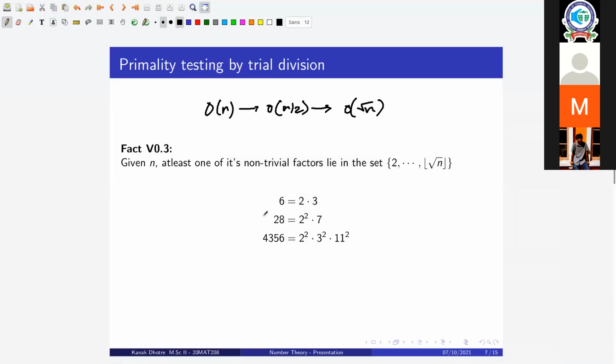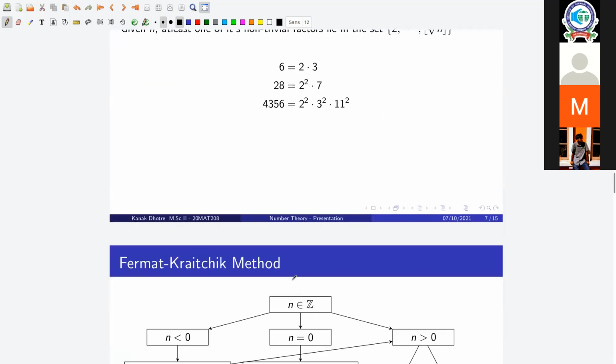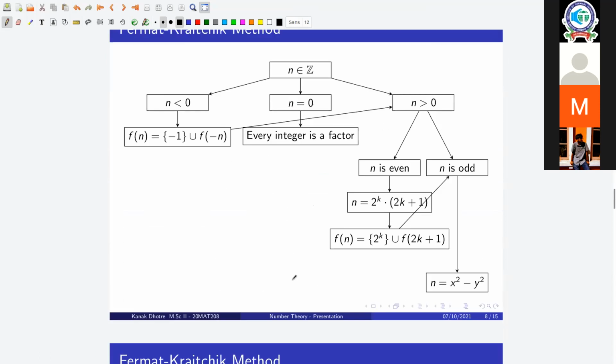Yes, sir. Okay. So, like I was saying, in case of even numbers, you can just keep factoring 2 out every time, till you have some 2 raised to k times some odd number. Right. So this is what Fermat's line of thought was essentially.